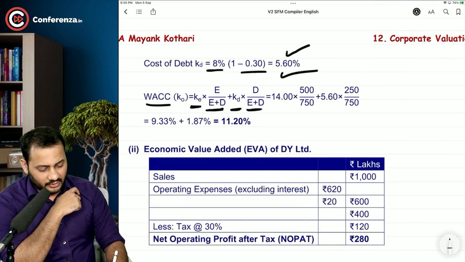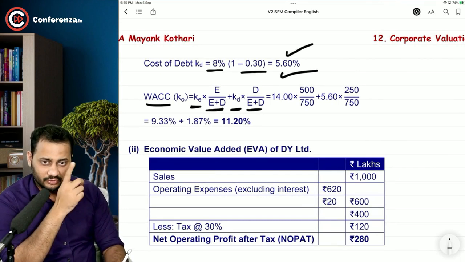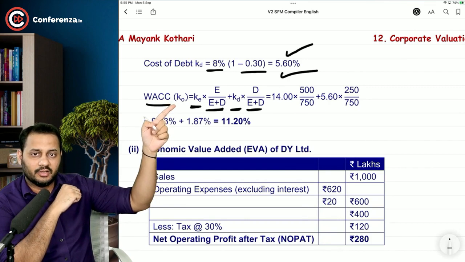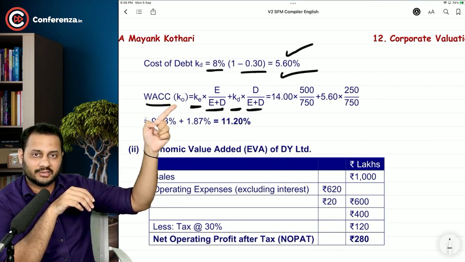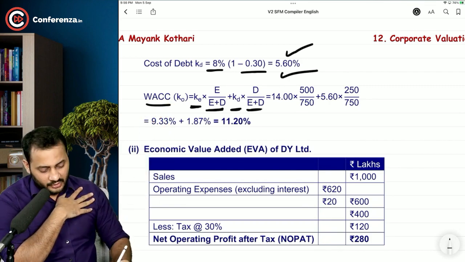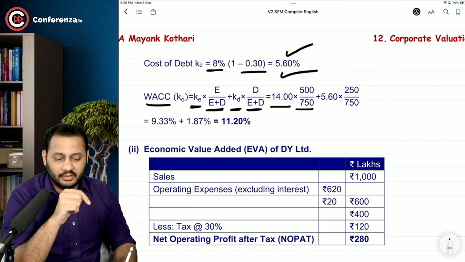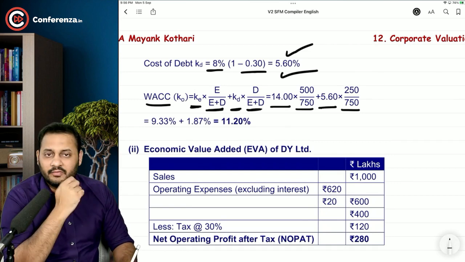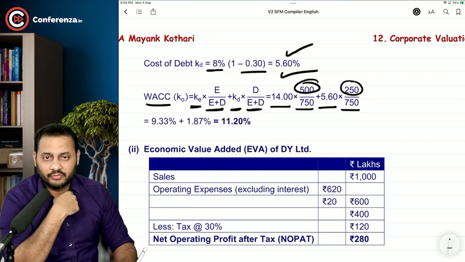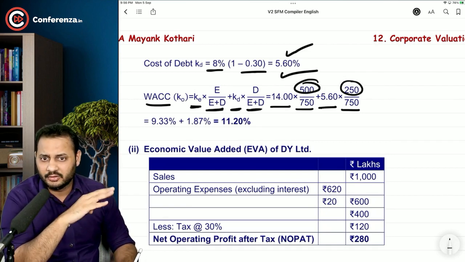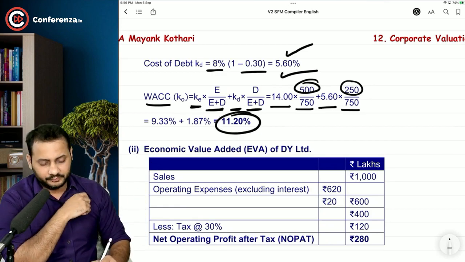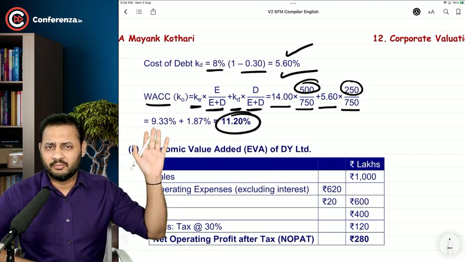Already we have taken the cost of debt as after tax, so it should not be again deducted after tax in this equation. So cost of equity, weight of equity, 500 by 750. Cost of debt, weight of debt. You can clearly see 500 and 250 has been taken. 2/3, 1/3. This is going to be your weighted average cost of capital. N number of times we have used it.